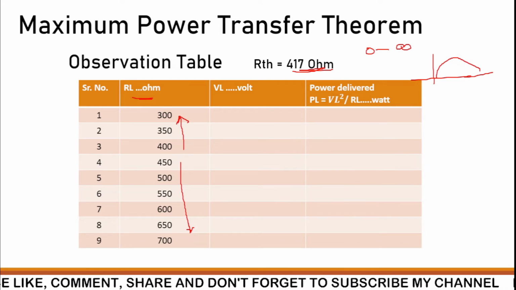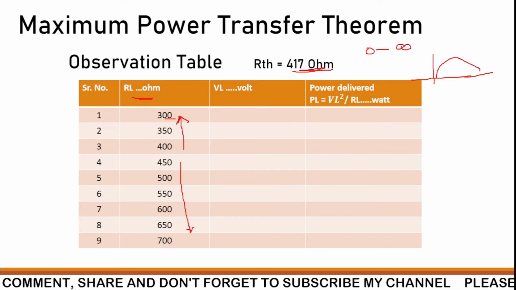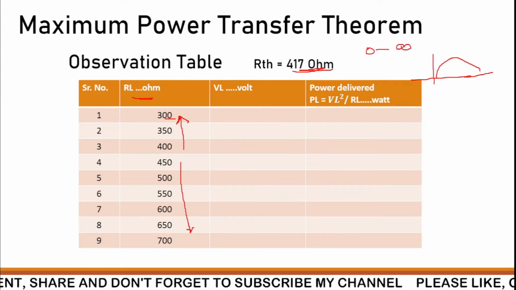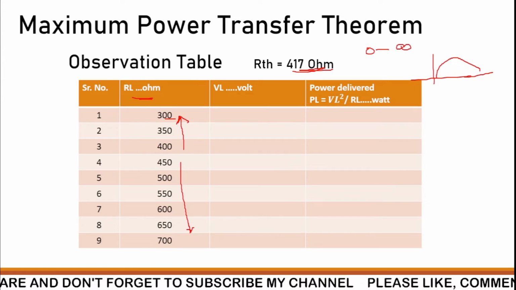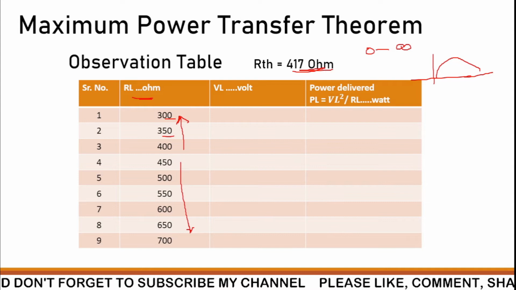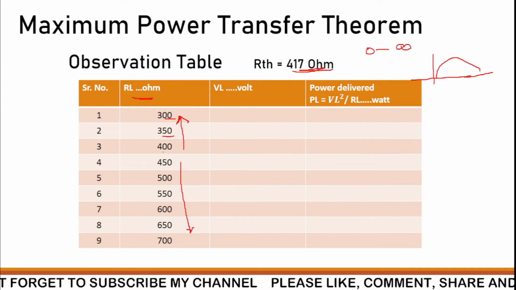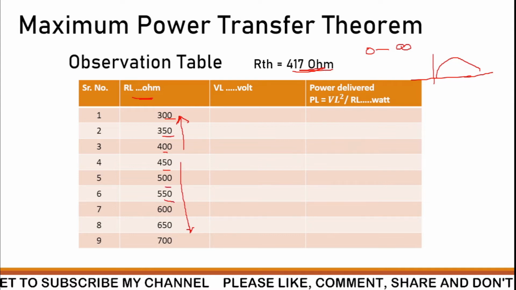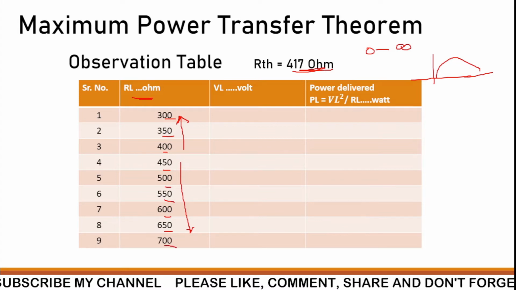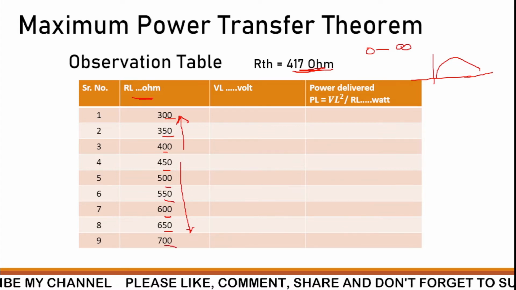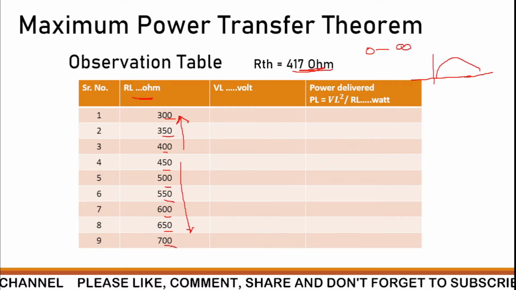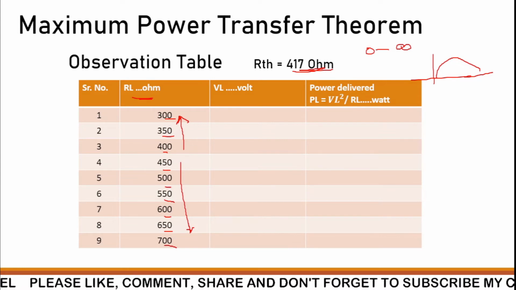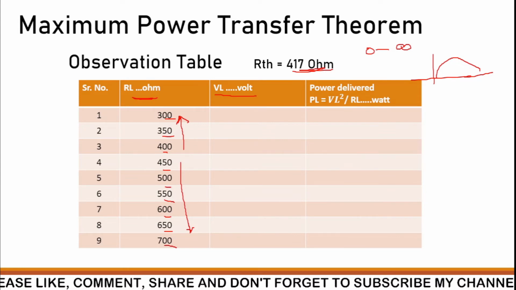So you can see we have started with 300 ohm, then changed in steps of 50: 350, 400, 450, 500, 550, 600, 650 and 700. So these are more than enough readings to verify the maximum power transfer theorem. So at each resistance RL we are going to calculate the power.